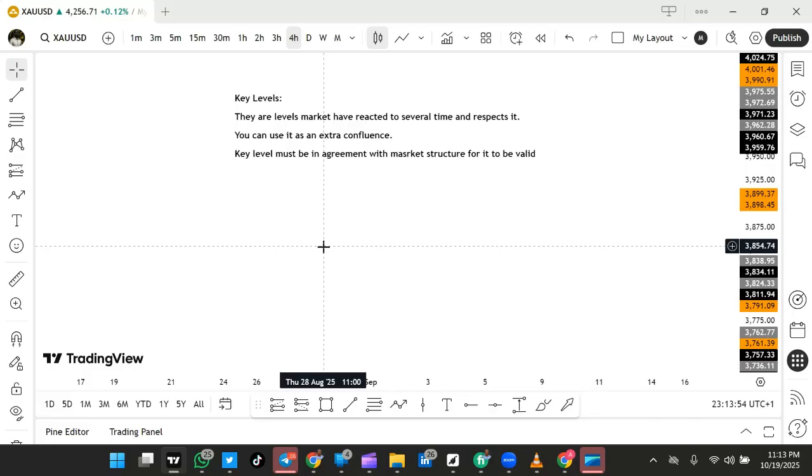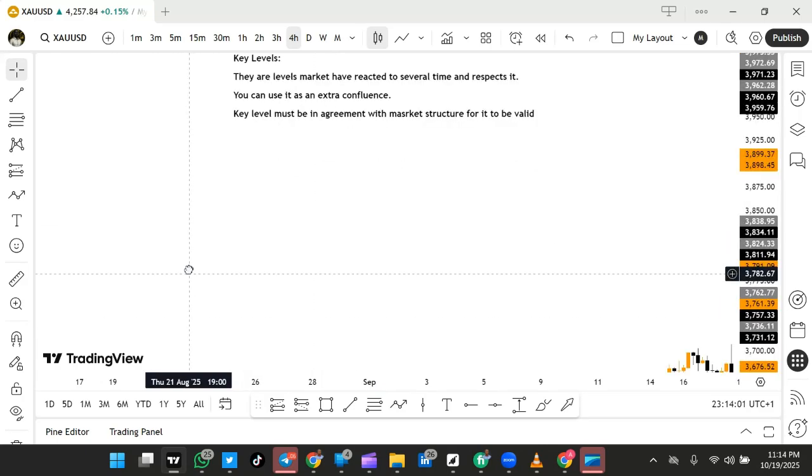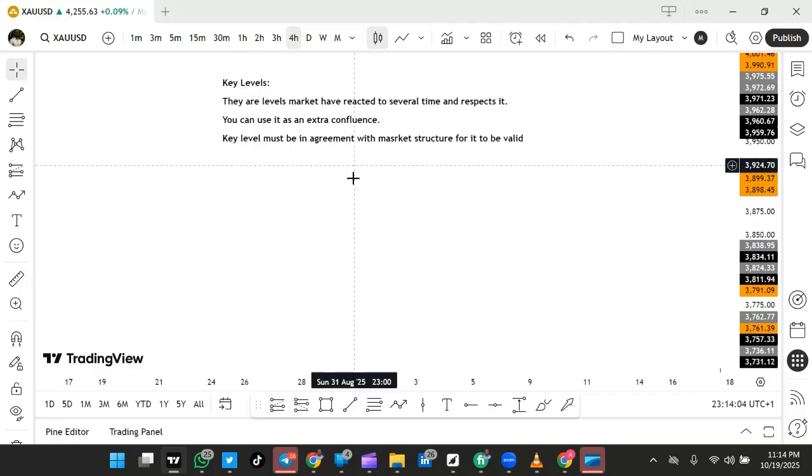So key levels. These are levels that the market has reacted to several times and respects. So you can use these key levels as an extra confluence. It doesn't matter what you trade, whether you trade structural liquidity points of interest, or your normal supply and demand, or turtle soup, doesn't matter. As long as you understand market structure, where the market is going, and also how to identify the key levels in your markets, which I'm going to be showing you in this video.